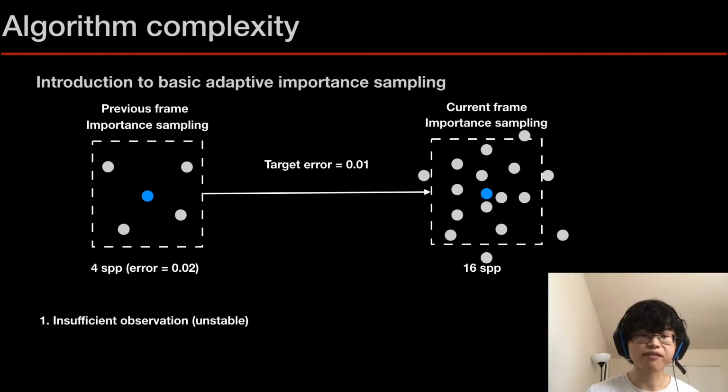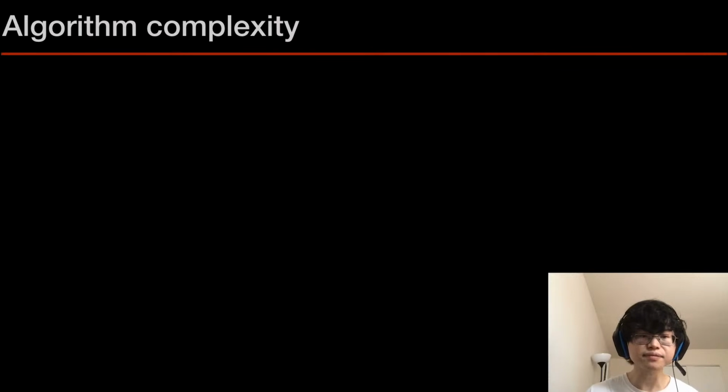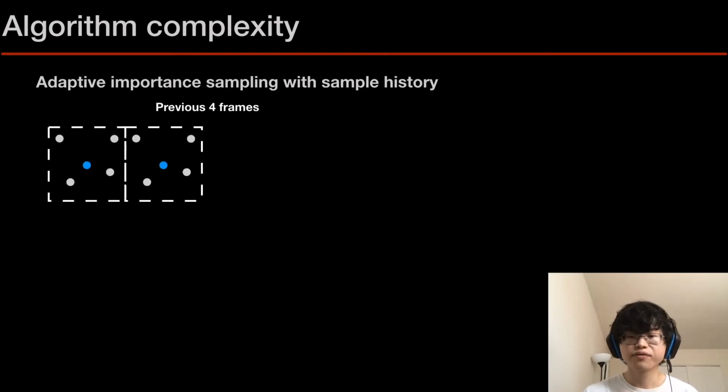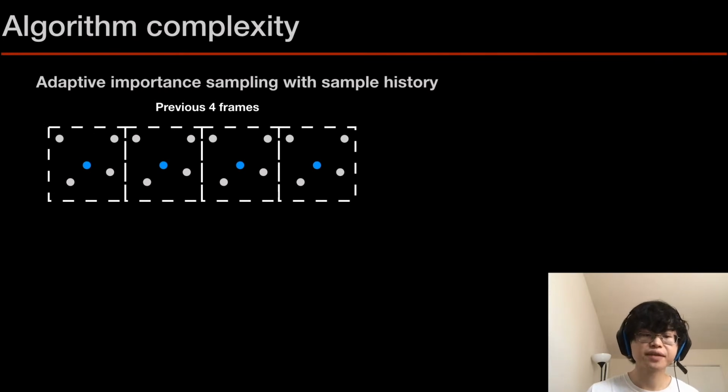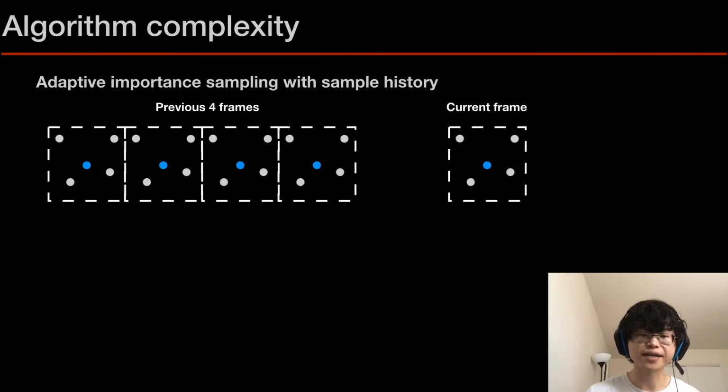However, this observation of 4 samples per pixel is unstable and insufficient. And when it's unstable, we may end up with a large number of samples to reach the target error, which makes us unable to escape the uncanny valley in real time. To resolve this issue, we could perform adaptive importance sampling with sample history. Here, for example, we can distribute the observation over the previous 4 frames. Then we have sufficient observations to estimate the samples required in the current frame. And iteratively, we can move on for as long as we need.